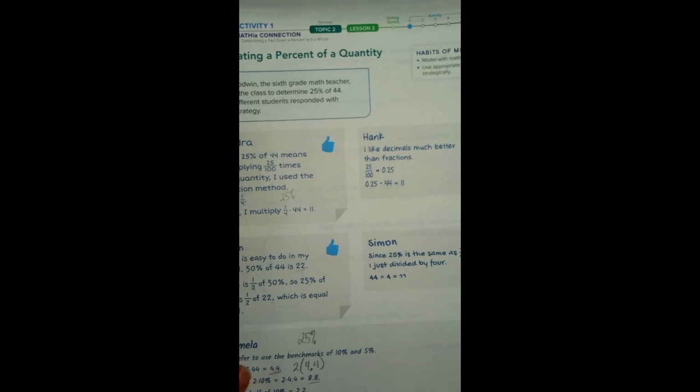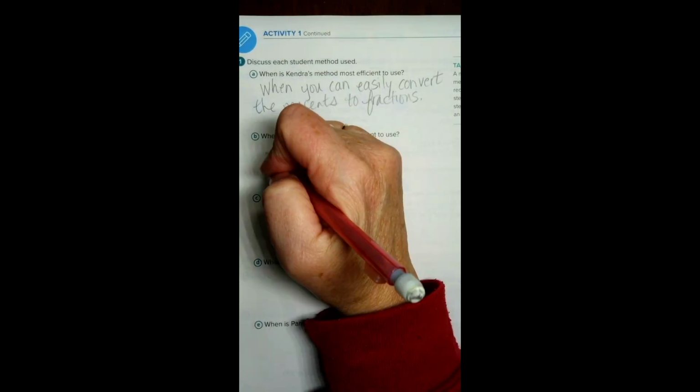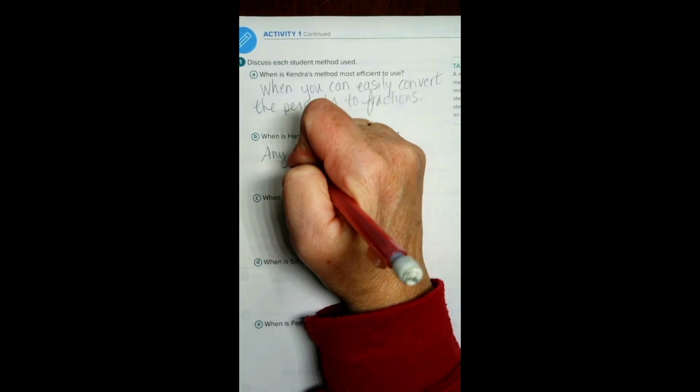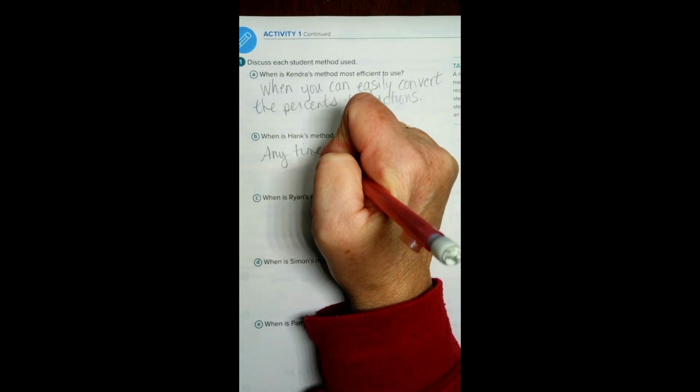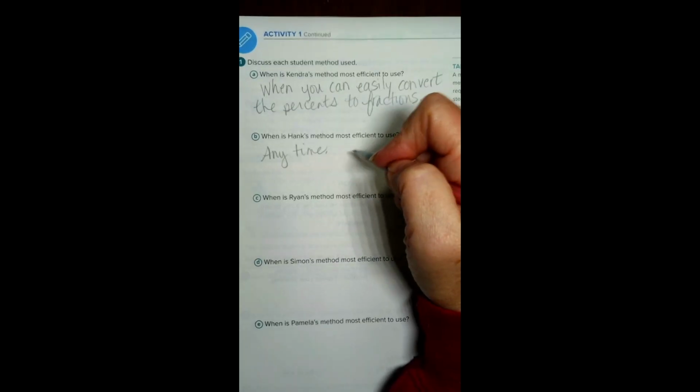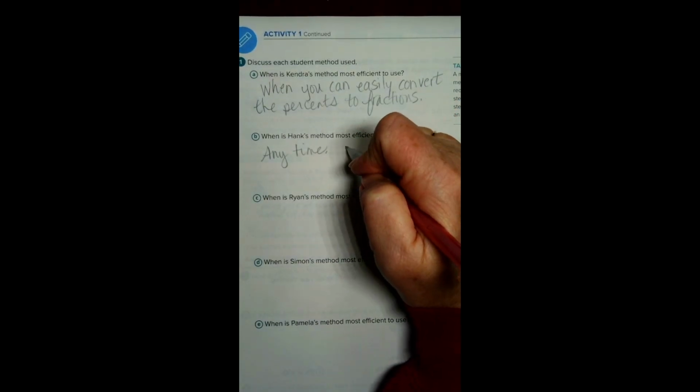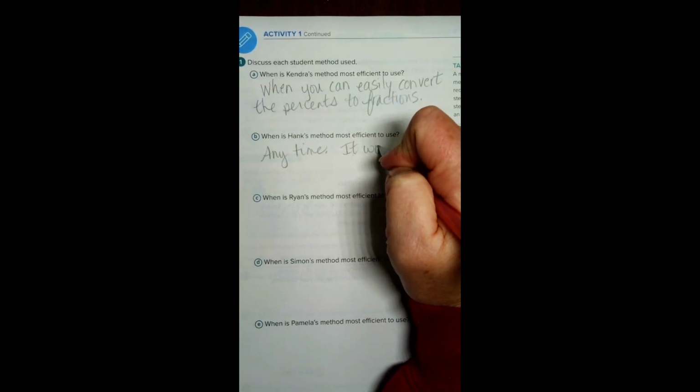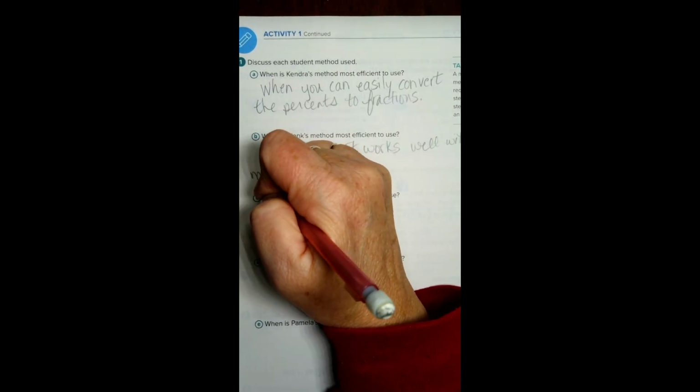When is Hank's method most efficient? So Hank says, I like decimals much better than fractions. So Hank's you can really use anytime. Using this method, you can multiply by a decimal at any time. It works well with more complicated numbers.